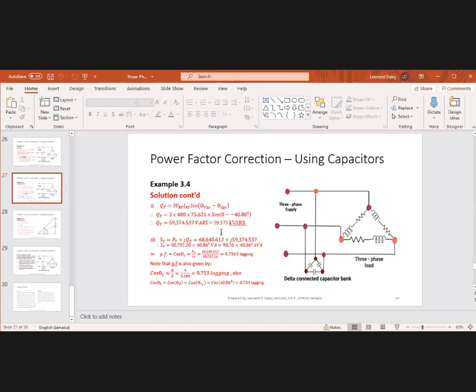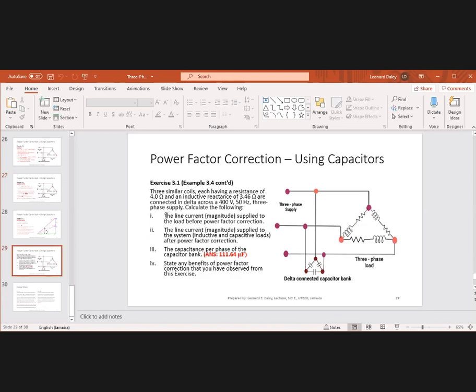Right. So again, remember now that you have different ways of working out these things. So just use the most appropriate one, right? So yeah, 130.99 was the line current before. So that would answer part one here.